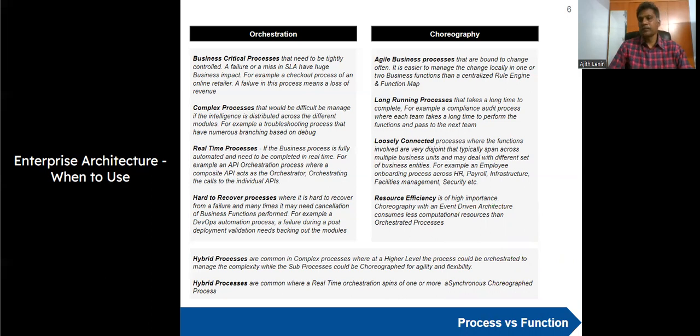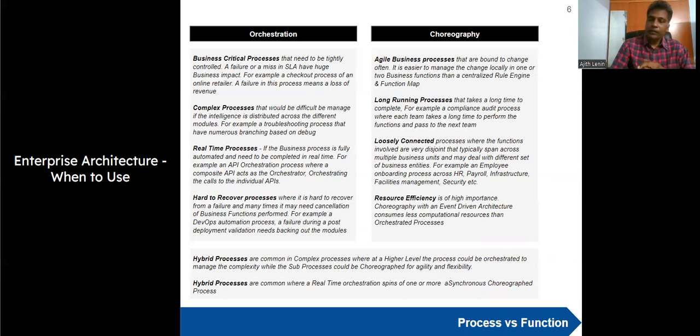Anything that is loosely connected, which has functions across multiple business units, it is very hard to create a centralized process which governs, whereas each business unit takes care of their part of the process. So those scenarios we go for choreography. For example, an employee onboarding process. That includes actions across HR, payroll, infrastructure, facilities management, and security. So there are multiple business units involved, each with their own business function to be achieved for the onboarding process to happen. That's a typical scenario for choreography.